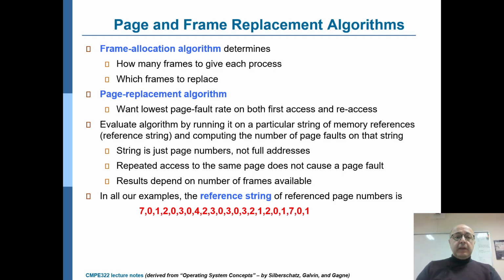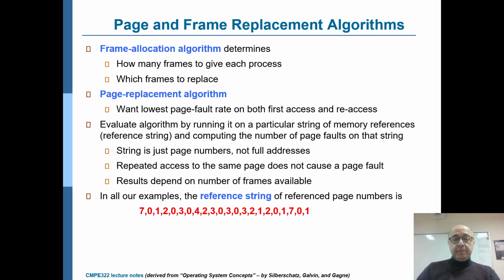So we need, therefore, a frame allocation algorithm which will determine how many frames each process should be given. So we have some limited number of frames in the memory. How many frames to each process? Should it be same for everyone, or maybe it should be different? And which frames are to be replaced, which is done by the page replacement algorithm.